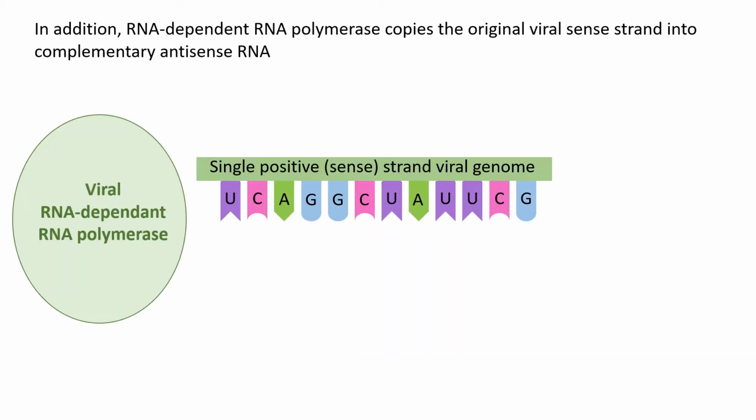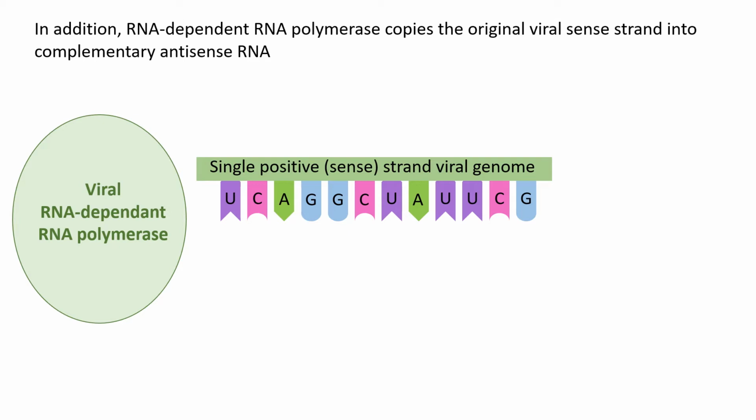In addition to this, of course, all the new virions are going to need their own positive or sense strand so that they can go off and have their own genome. So what our replicating virus has to do is make a template for that.